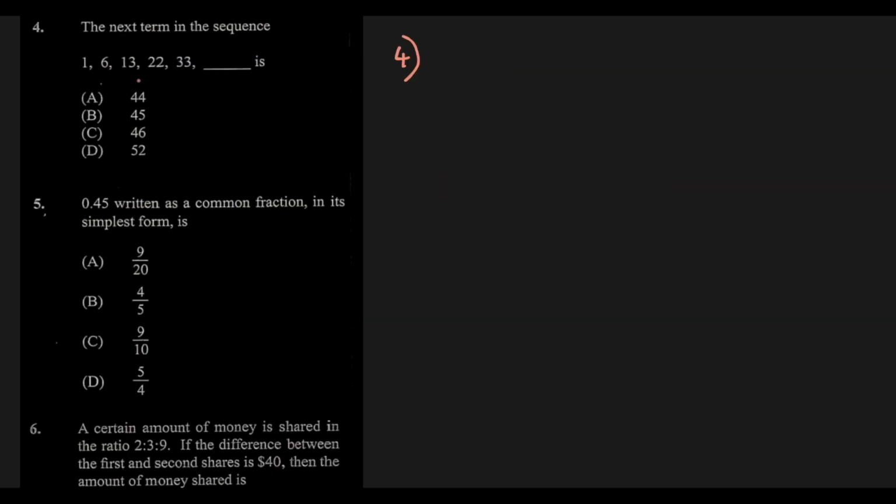Alright, for number 4, that is here. From 1 to 6, how would I have gotten from 1 to 6? I would have probably added 5, right? Because 1 plus 5 is 6.